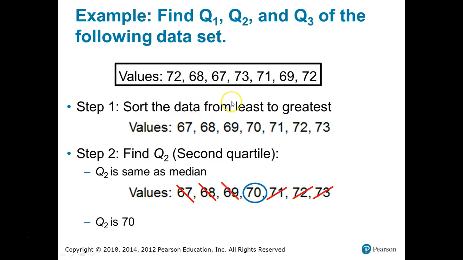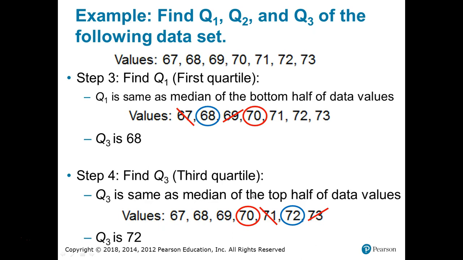So sort the data from least to greatest, lowest to highest. Next, find Q2, because that's an easy value to find. You know how to find the median. So Q2 is the same as the median, so boom, 70 is Q2. Now I want to know Q1. It's the same as the median of the bottom half. So we're looking at just the bottom half of data values, so the median of the bottom half is 68.